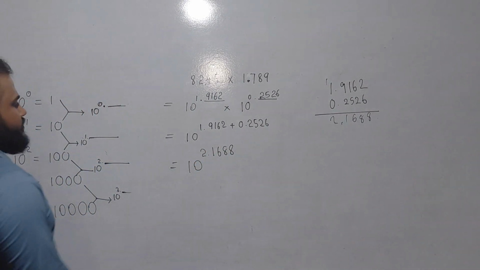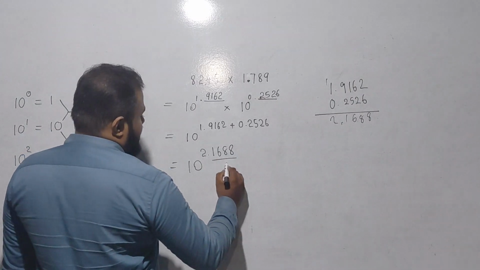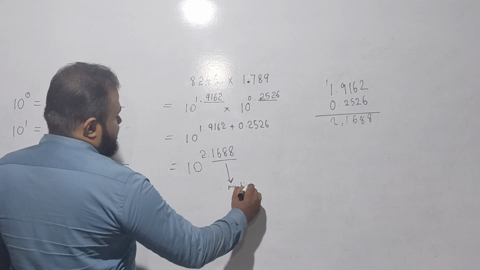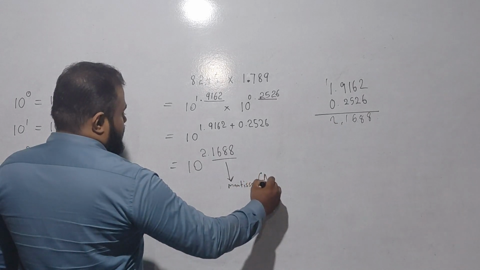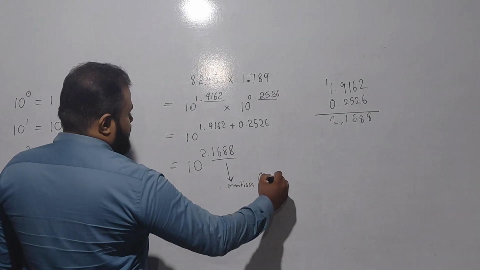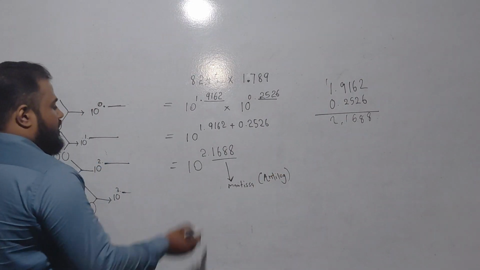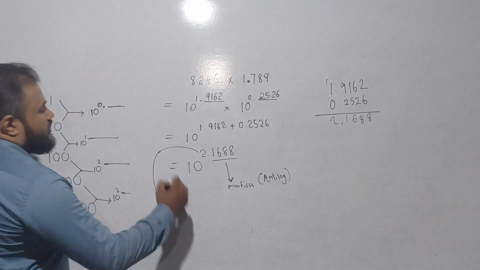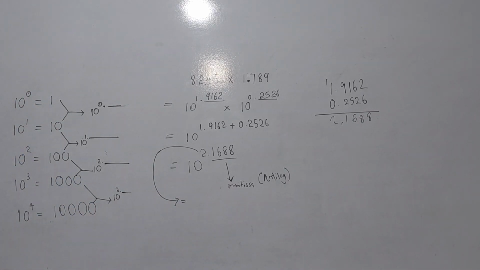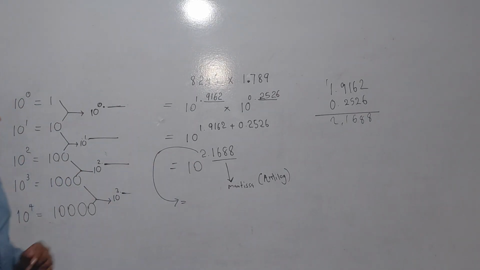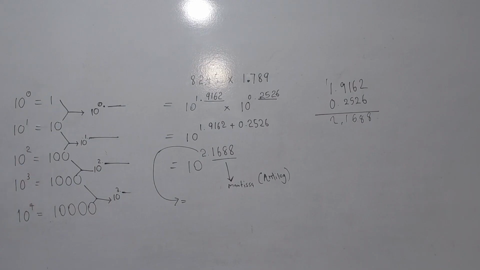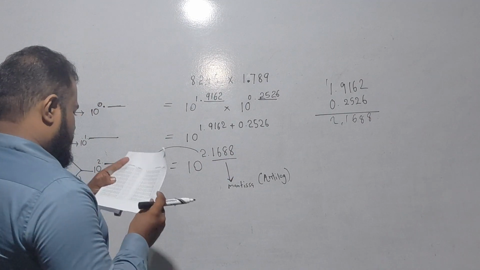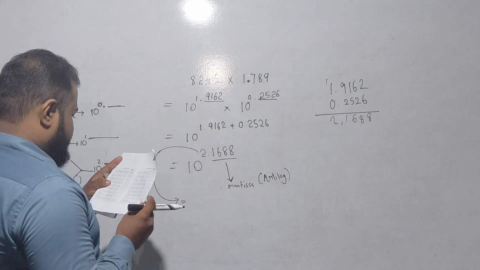Now what to do? We have to find where this mantissa value is. Where is this mantissa value inside the log table? It is known as antilog. And this characteristic 2 says what? It says the value is greater than 100 and less than 1000. Okay, let's find this 1688 value.